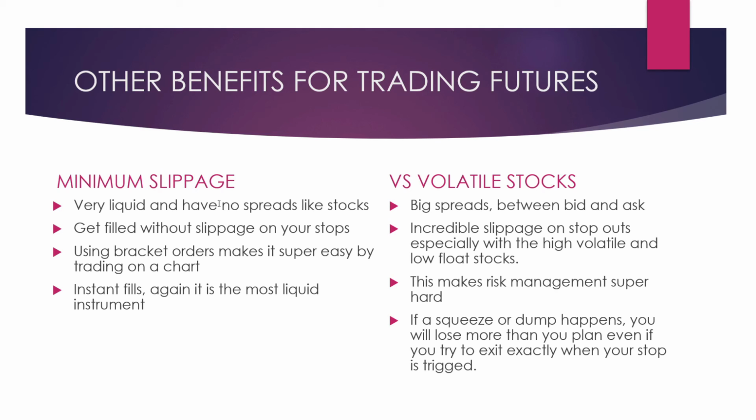Using bracket orders makes everything super easy by trading on the chart. There's no restrictions versus with stocks. Sometimes there's restrictions. You can't put a sell order and a buy order at the same time. It just gets complicated. If you traded stocks before, you know that. And then on futures, you also have instant fills because it is the most liquid instrument out there. And it's just amazing. So that's a huge benefit to trading futures.